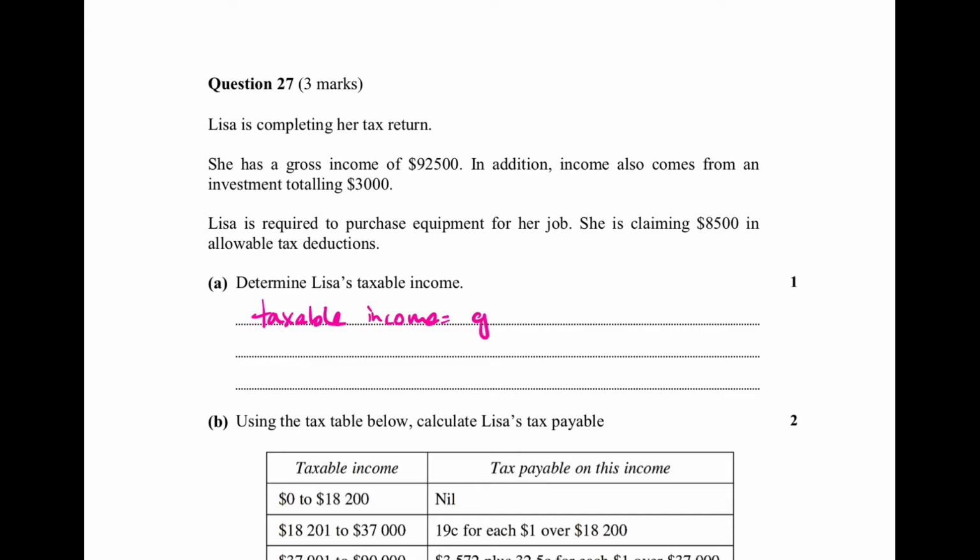So her taxable income is going to be her gross income minus any allowable deductions. Which is her gross income, her $92,500 plus her investments, minus the deductions, and her deductions total to $8,500. So her taxable income is $87,000.